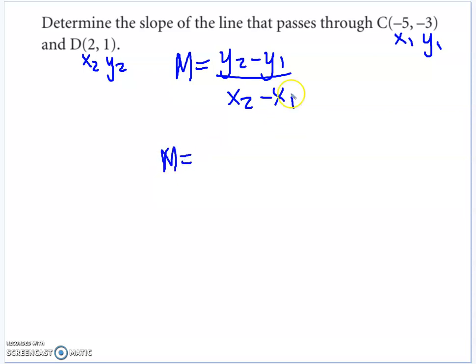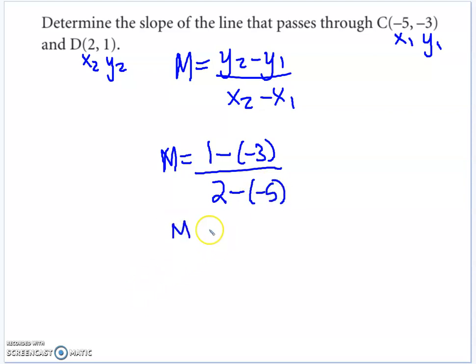So if I were to fill in this formula, I'm going to take the two y values, so it's going to become 1 minus -3, and the x values, so 2 minus -5, which is going to give me 1 plus 3, so 4, and 2 plus 5, which is 7. So the slope in this case would be 4/7.